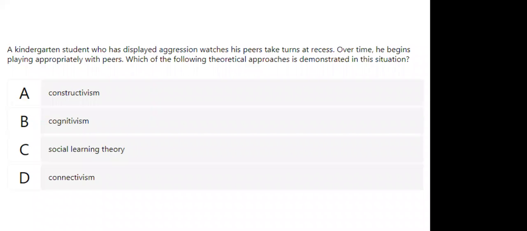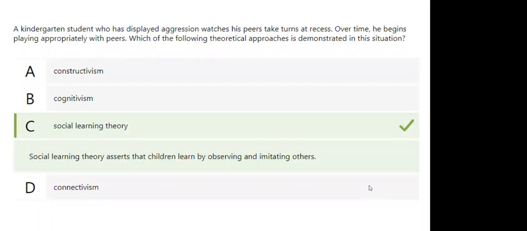In this question, we're talking about a student and his peers. So even if you weren't familiar with what constructivism meant, or cognitivism, or connectivism, you see the word social here, and that should be an indicator to you that that could possibly be the correct answer, because we're talking about this kindergarten student watching his peers. He's learning how to play with his peers. That sounds like it's a social situation. And that's the correct answer.